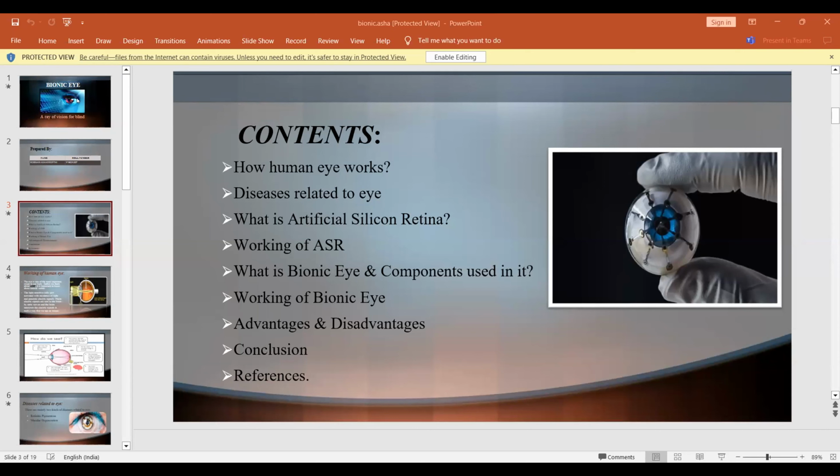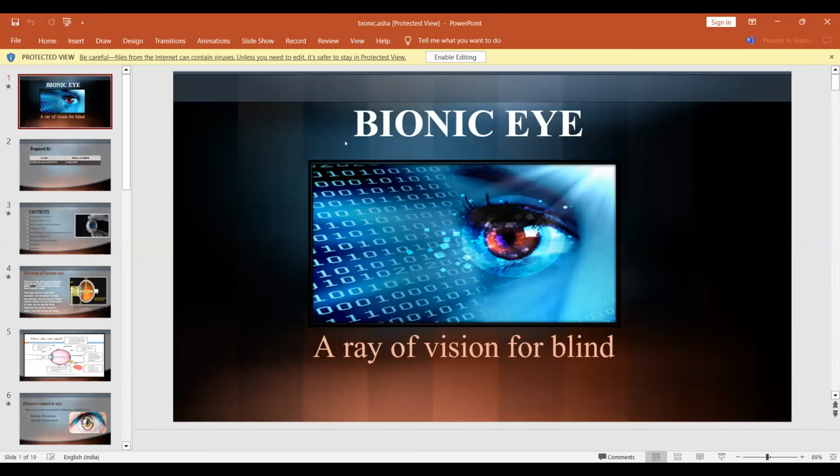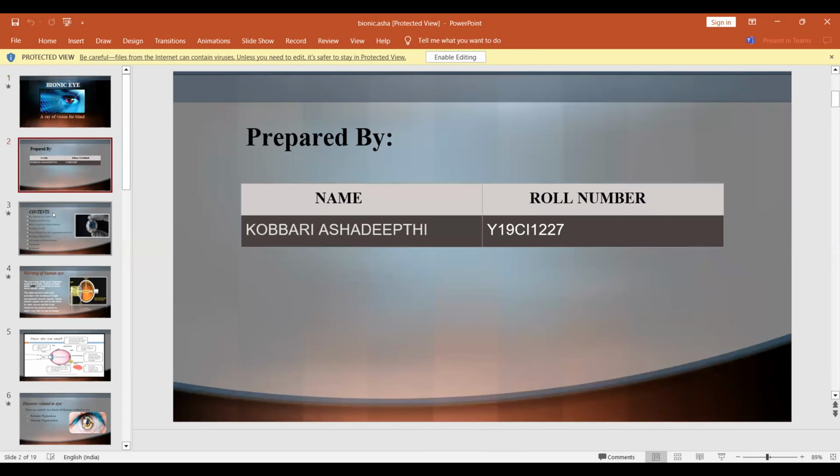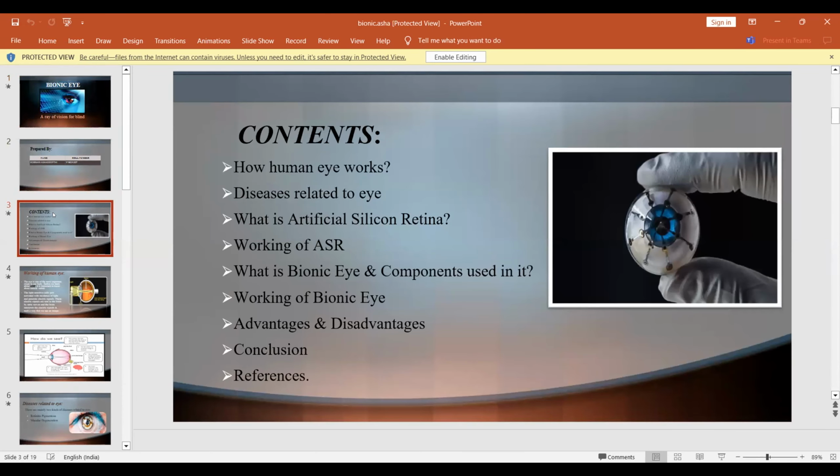First and foremost, today I am going to present my presentation on the bionic eye, which is nothing but a ray of vision for blind people. The bionic eye is an artificial eye which is used for blind people or people who are facing problems with their retina. There was a survey conducted by the International Agency in 2021. They said that 43 million people are suffering from blindness and 295 million people from vision impairment all over the world.